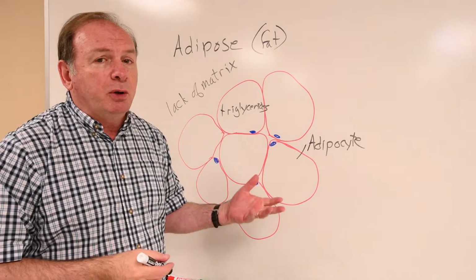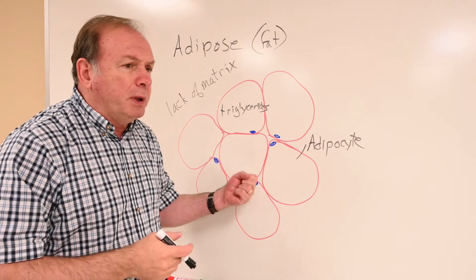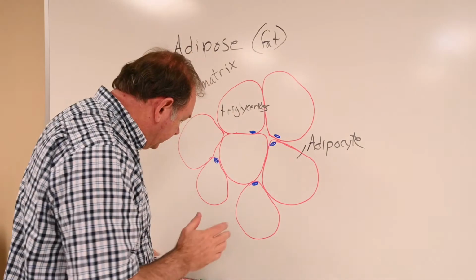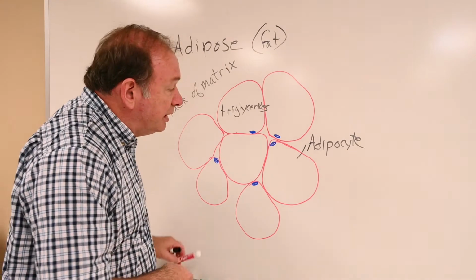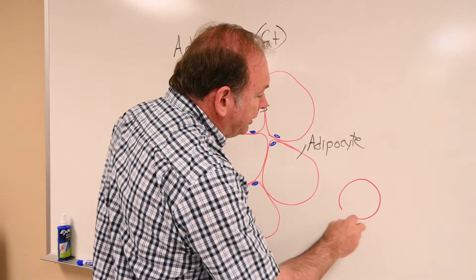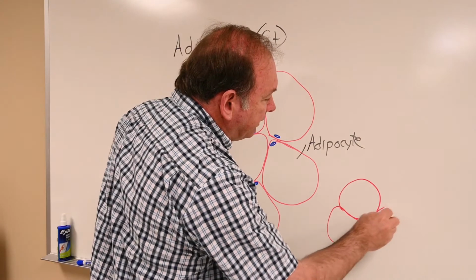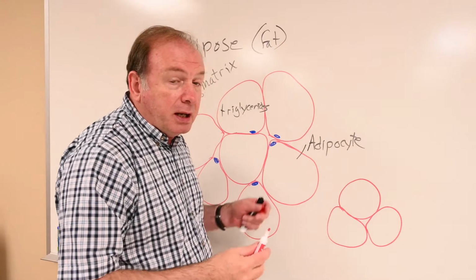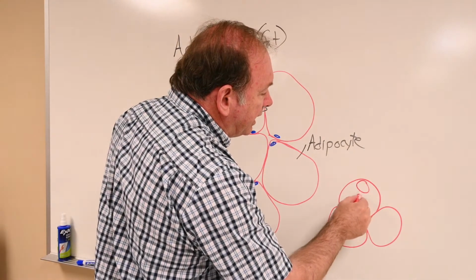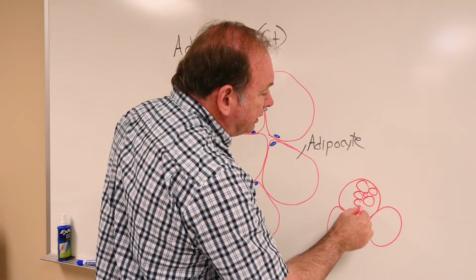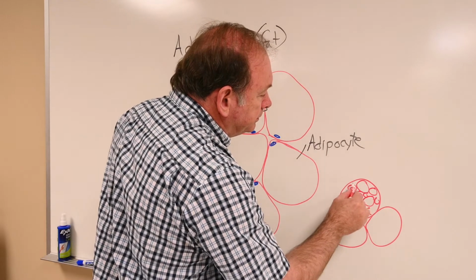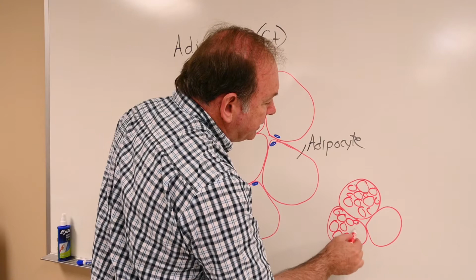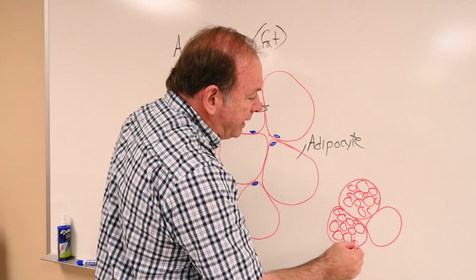There are some places in your body where you have what's called brown fat. In brown fat, the cells are just a little bit different in their appearance. They will be usually a little bit smaller, and instead of having just one mass of triglyceride taking up the center of the cell, you're going to see inside a number of smaller vesicles of triglycerides inside the cell, and these are often found in association with other types of fat.